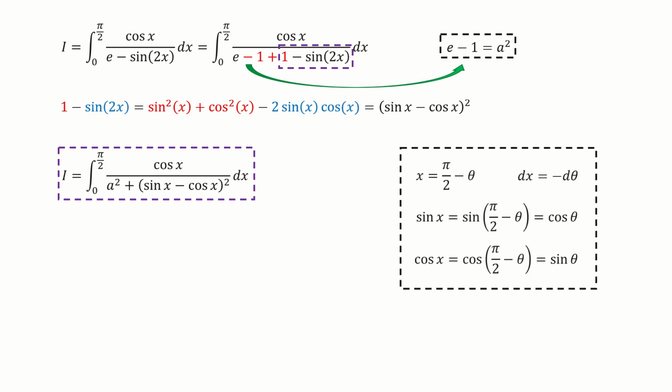And then we do the substitution. We let x equal half pi minus theta. From the mirror property for the sine and the cosine function with respect to pi over 2, we know sine x equals cosine theta, and cosine x equals sine theta.